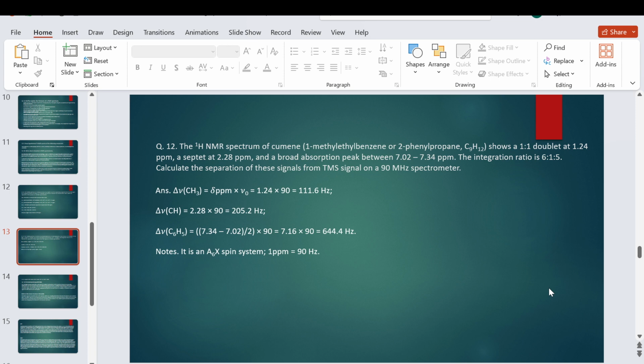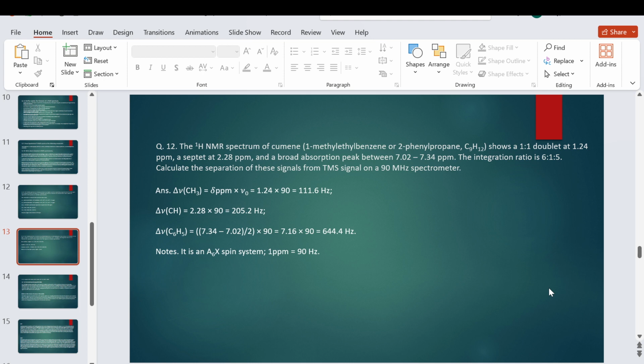Question number 12. The 1H NMR spectrum of cumene, 1-methylethyl benzene, or 2-phenyl propane shows a 1:1 doublet at 1.24 delta, a septet at 2.28 delta, and a broad absorption peak between 7.02 to 7.34 ppm. The integration ratio is 6:1:5. Calculate the separation of these signals from the TMS signal on a 90 MHz spectrometer. Very simple, very interesting calculation.